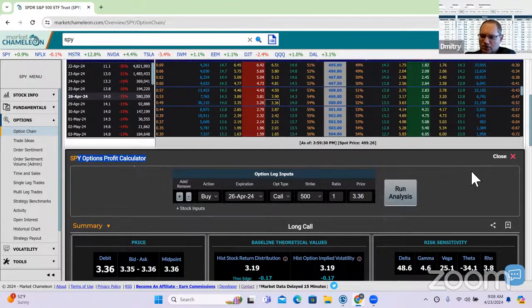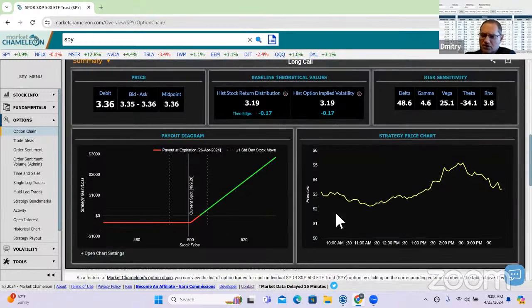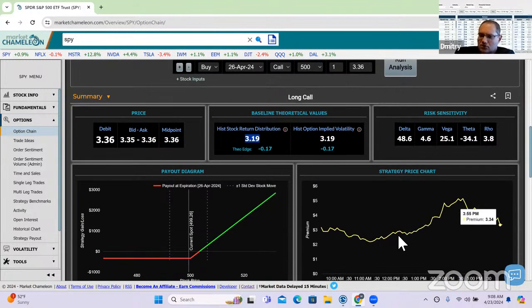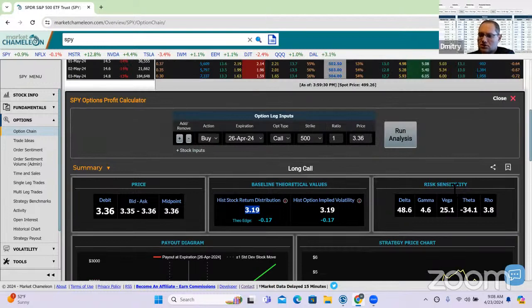what it does is create this initial summary view, where we have this is the price of the option, with the bid and ask next to it, midpoint. These are the theoretical values that Rob was referring to. And then you have some graphs here, payout diagram graphs. This is what the option did yesterday, and the risk sensitivity.